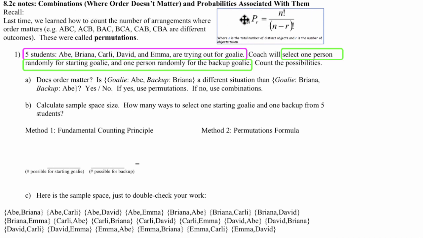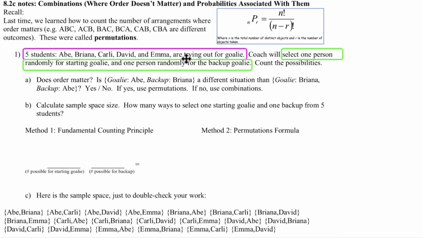Again, the formula for permutations is nPr, where n is the total number you're pulling from, and r is the number you're selecting, where order matters. It's n factorial over n minus r factorial. As a reminder, let's say I've got 5 students, A, B, C, D, and E: Abe, Brianna, Carly, David, and Emma. They're all trying out for goalie, and the coach is going to select one person for the goalie randomly and one person for the backup randomly. How many different possibilities are there?